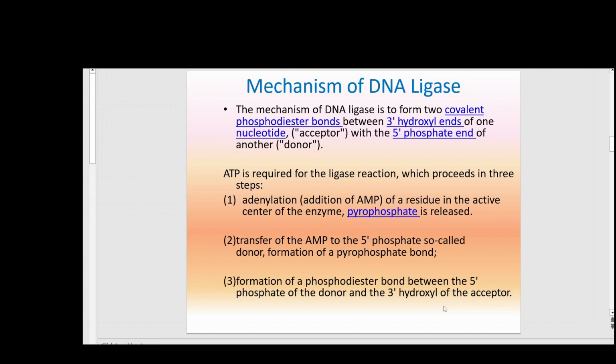Coming to mechanism of DNA ligase. The mechanism of DNA ligase is to form two covalent phosphodiester bonds between 3' hydroxyl ends of one nucleotide, which is the acceptor, with the 5' phosphate end of another, which is the donor.